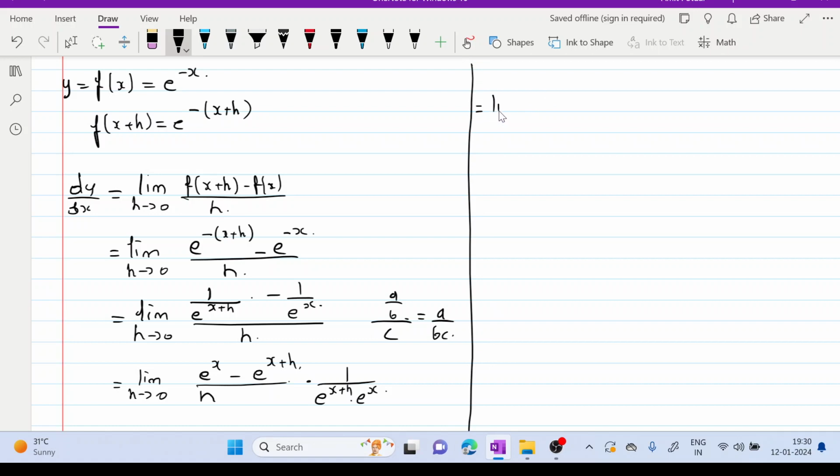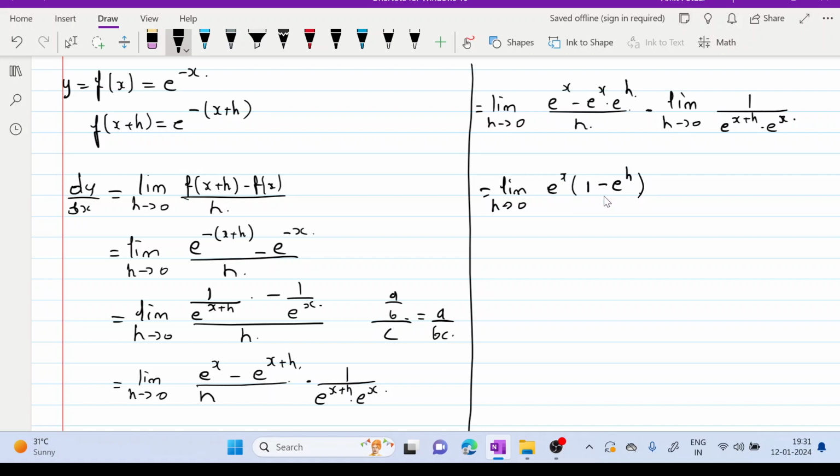So this is equal to limit as h tends to 0 of (e^x minus e^x times e^h) upon h, times limit as h tends to 0 of 1 upon e^(x+h) times e^x. Okay, so that is equal to limit as h tends to 0; you can take e^x common. This becomes (1 minus e^h) divided by h, times 1 upon e^(x+0) times e^x.